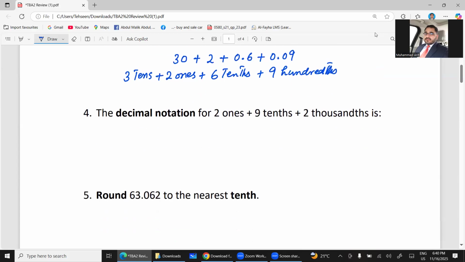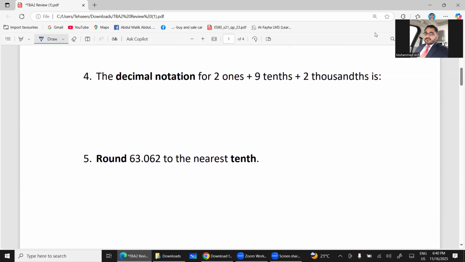Now, question 4. The decimal notation for 2 ones, 9 tenths, 2 thousandths. Here, 2 ones. Tenths will be after the point. Then 9 tenths. After tenths, there must be hundredths. As there is no hundredths, that means 0 hundredths. Then 2 thousandths. Here the answer will be 2.902.